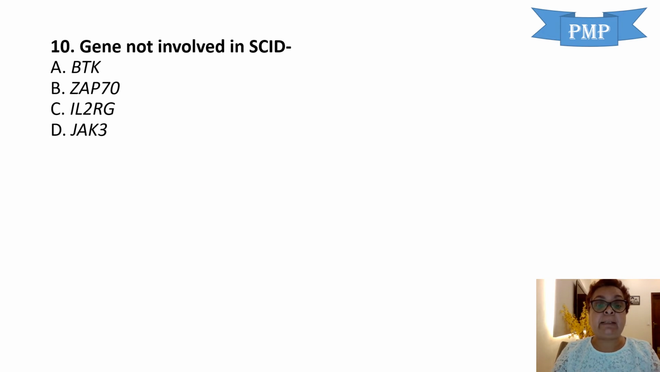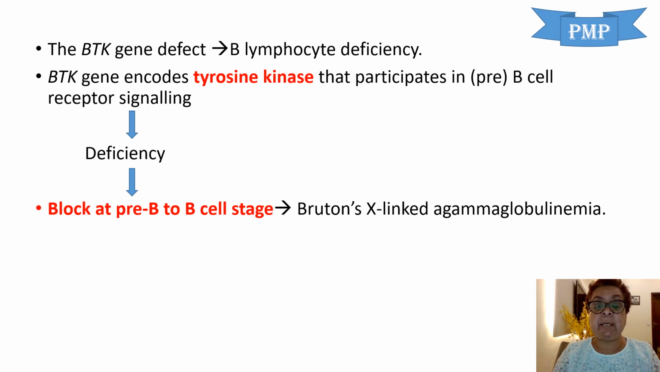Gene not involved in SCID: BTK, ZAP70, IL2RG, JAK3. The answer to this is BTK. Now the rest of the three, if there is a mutation in any of these three, it can cause SCID. But a BTK gene defect or mutation would lead to only B lymphocyte deficiency. The BTK gene encodes a very important enzyme, tyrosine kinase, which plays a role when the B cells are maturing in the bone marrow. It participates in B cell receptor signaling.